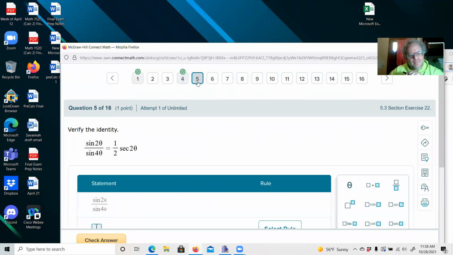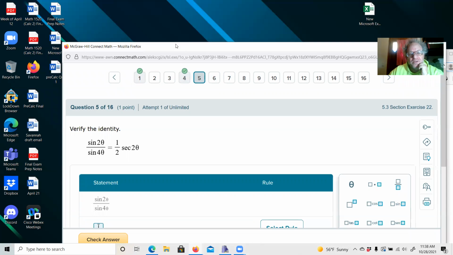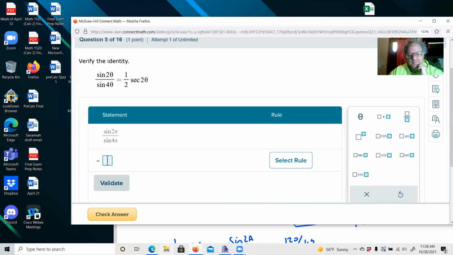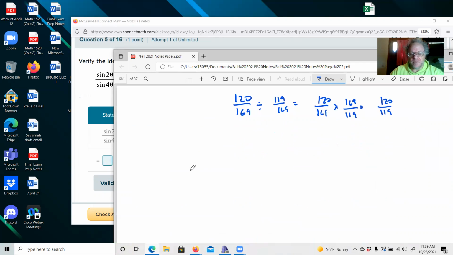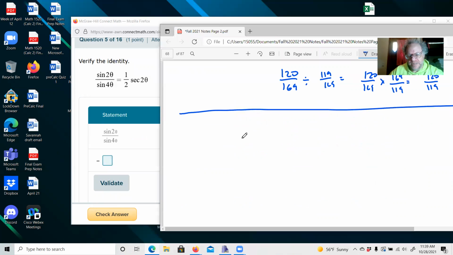So we have over here, verify the identity. You're going to see a lot of these, by the way. So we'll validate it in a moment. We'll just get a rough sketch of our answer here, and then we'll slow down and plug it in. So we've got sine of 2 theta over sine of 4 theta equals 1/2 secant of 2 theta.